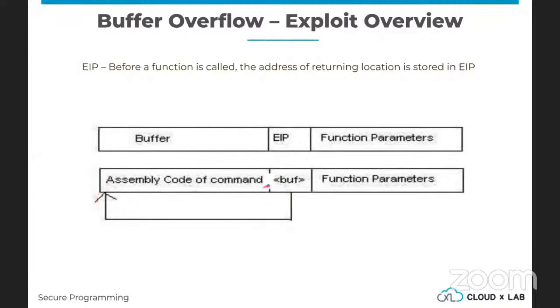So here, you could actually write the assembly code, which can basically be executed. So if, in this buffer towards the end, you write the address of the beginning of this buffer, you will end up executing the command inside the buffer.